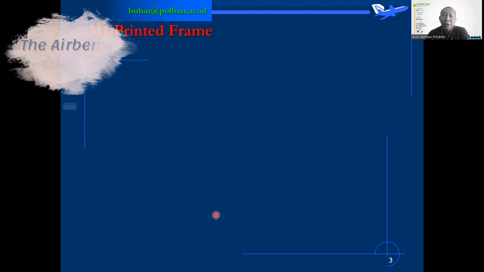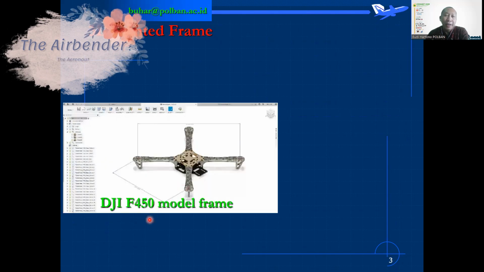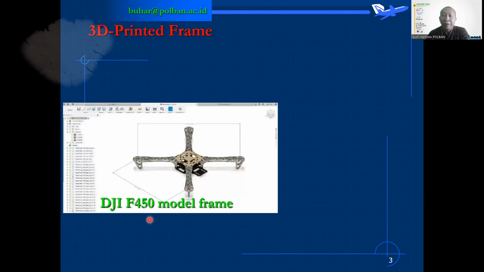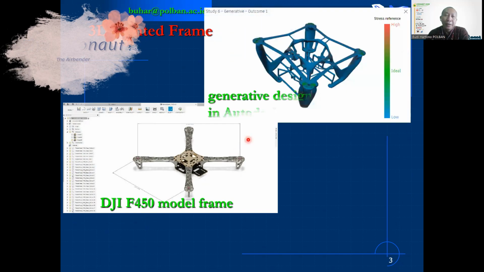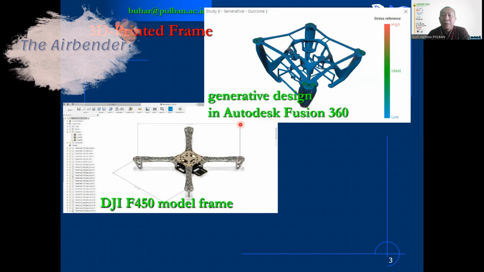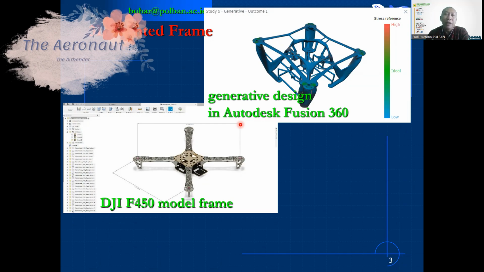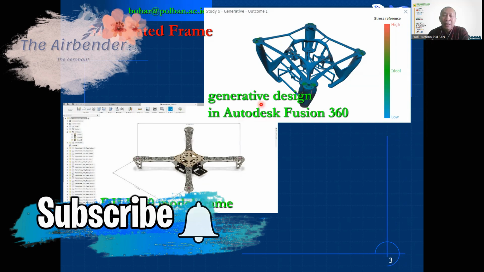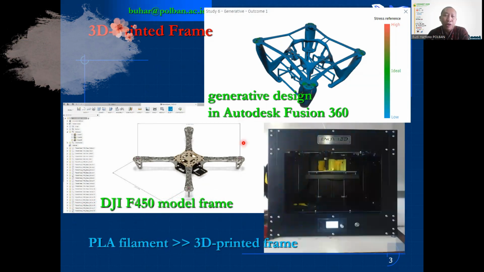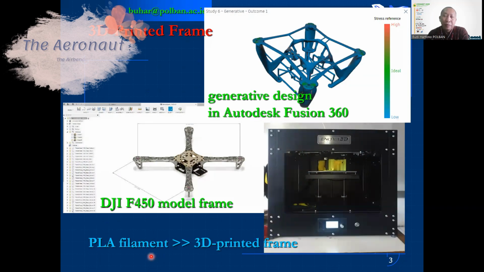This research used the DJI F450 model frame as the basic design, utilizing Autodesk Fusion 360 software, maintaining the dimension and the strength of the model frame using a generative design process. The 3D printed frame was made from polylactic acid filament material.